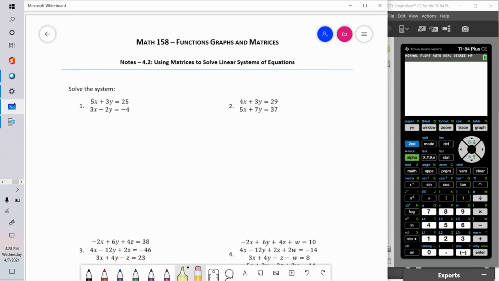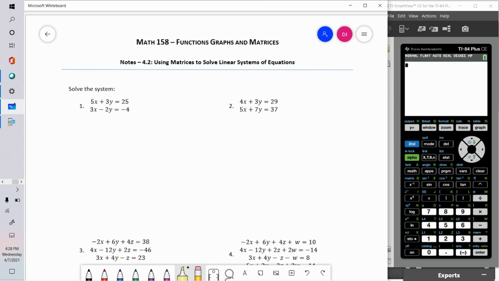In a previous video, we talked about solving systems either by graphing, using a substitution method, or an elimination method, linear combination method. In this video, I'm going to begin by reviewing that with the first couple of problems, and then we're going to explore how I can use matrices to solve systems of equations.